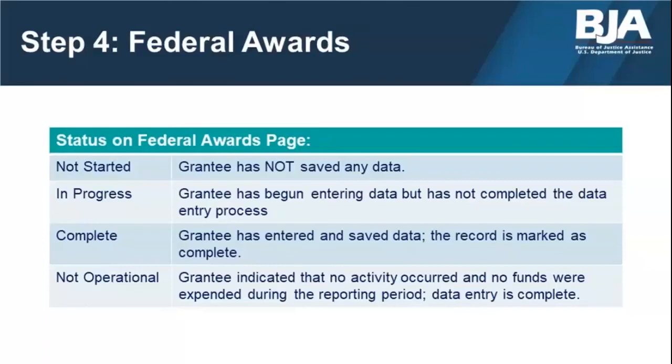For example, if a grantee has completed their portion of the PMT, but their subrecipient is still in progress, the overall status of the report shown on the grantee's federal awards page will say in progress. Thus, it's important to encourage all grant recipients, both at the grantee and subrecipient level, to complete their report in a timely fashion. If you do not have any subrecipients, you can proceed with data entry as usual.